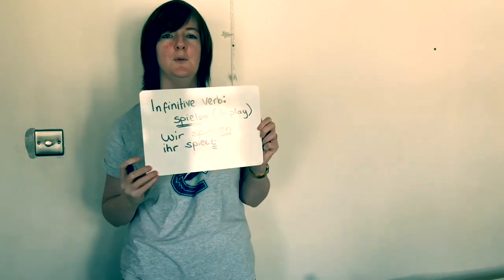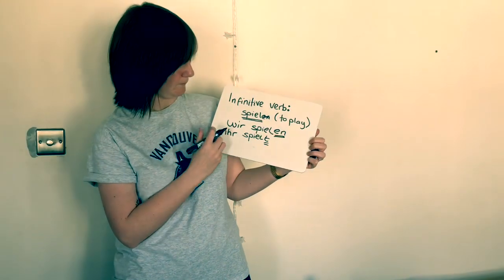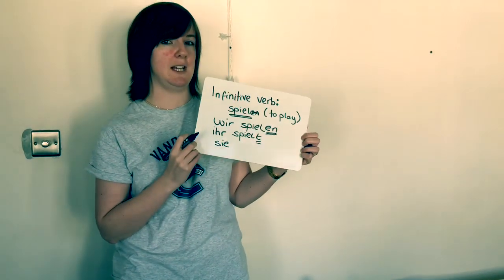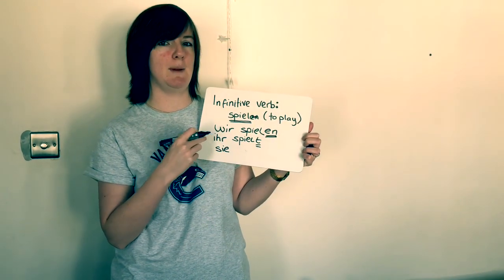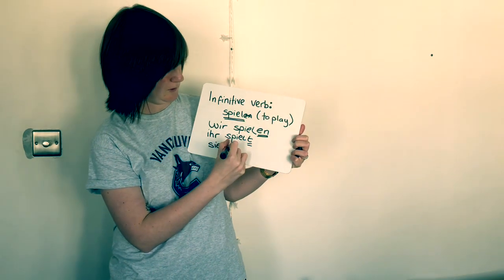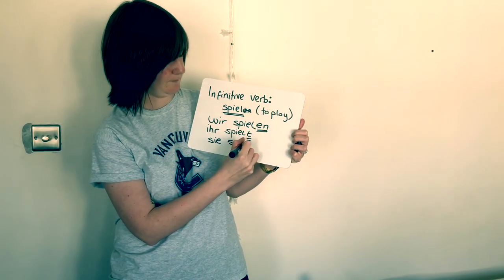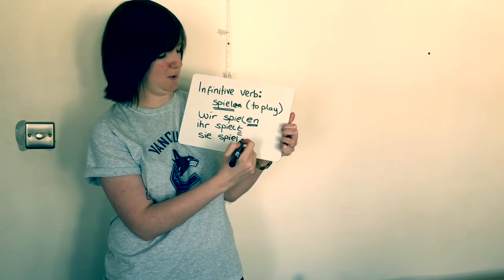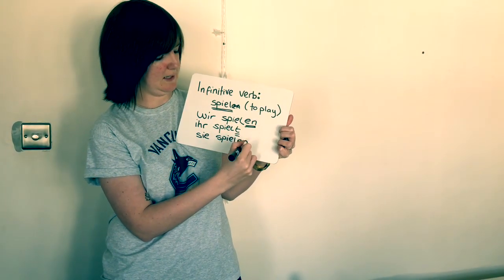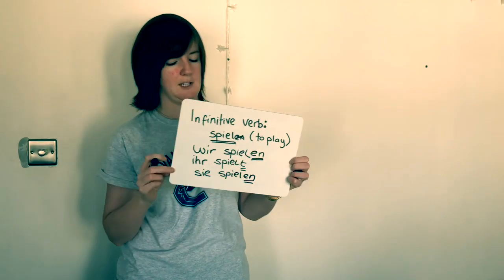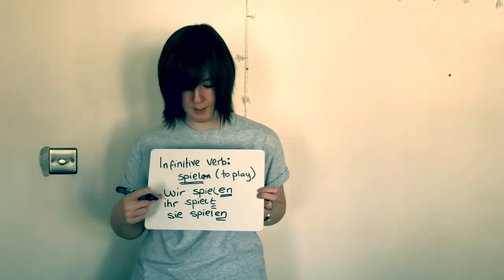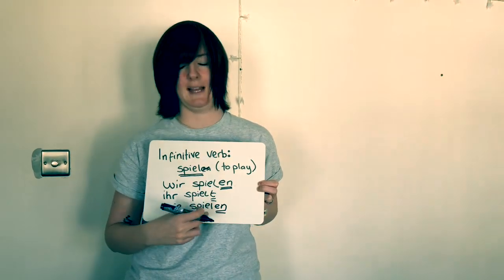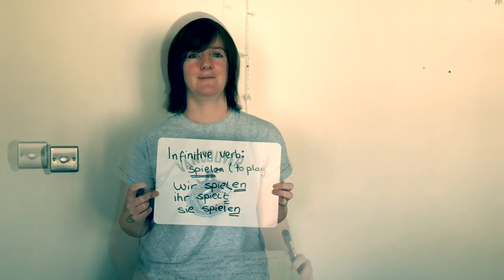And the last one, we're going to do the they form, which is sie, which also means she, but we can differentiate them because the verb ending is different. We've got our stem, and the good thing is it's the same as the wir version, so you don't have to learn anything new. You're just going to add en. So there you go. Now we have we play or we are playing, you guys play or you are playing, and they play or they are playing.